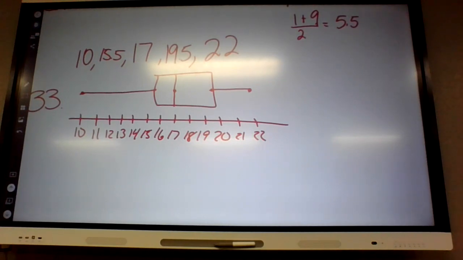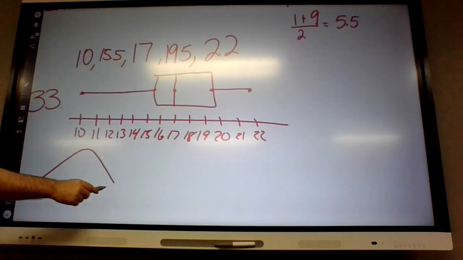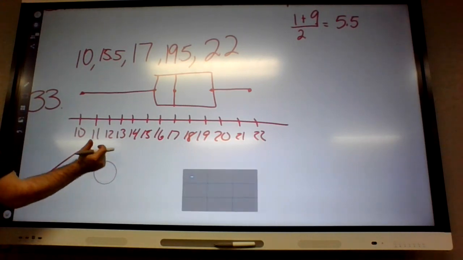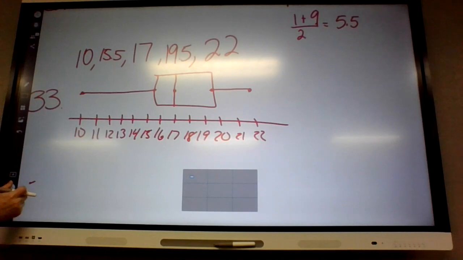This would be called, I don't think they asked, but this would be negatively skewed, because it basically means most of the numbers are towards the end. A little bit, not too much.